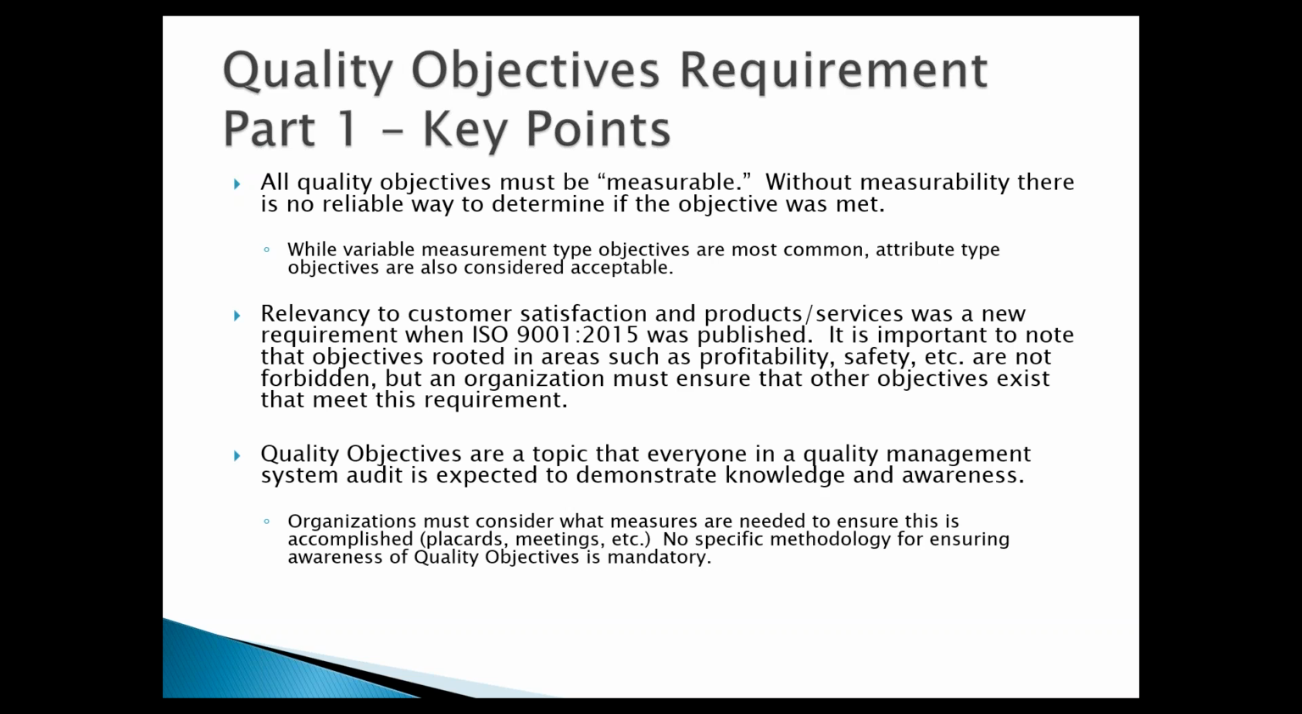And also, quality objectives are a topic that everyone in the quality management system is expected to be aware of. So what does that mean? How do you accomplish that? Obviously, there's a lot of ways you can get the word out about objectives. You might have placards. You might have special meetings about these things. You might have cards that you hand out. Whatever you choose to do, it's up to you. It just needs to be accomplished, and it needs to be effective.